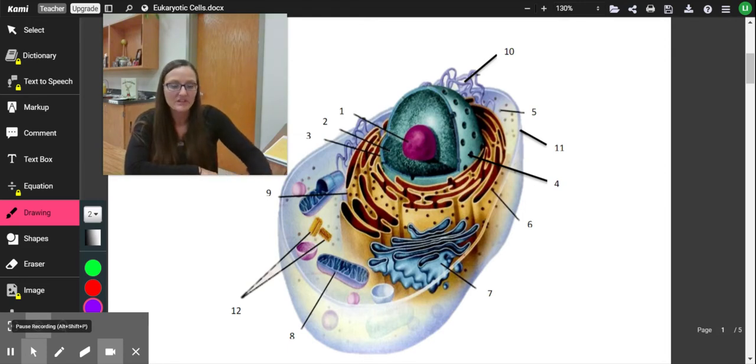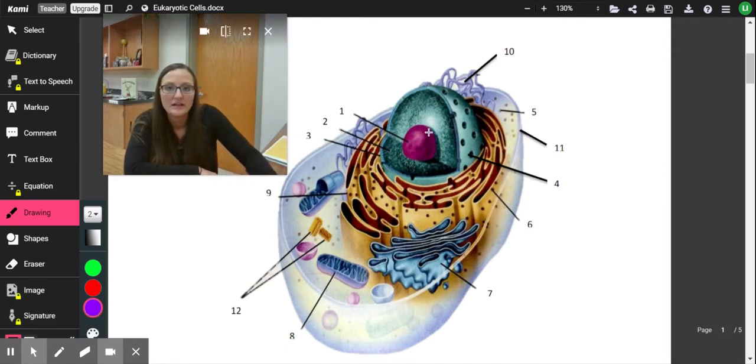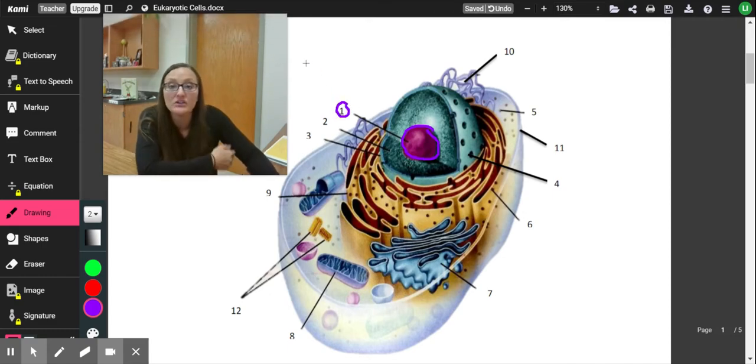Okay, so this little gumball at the middle right there. That's going to be number 1 right here. Okay, and that's going to be something called a nucleolus. So nucleolus. There we go.